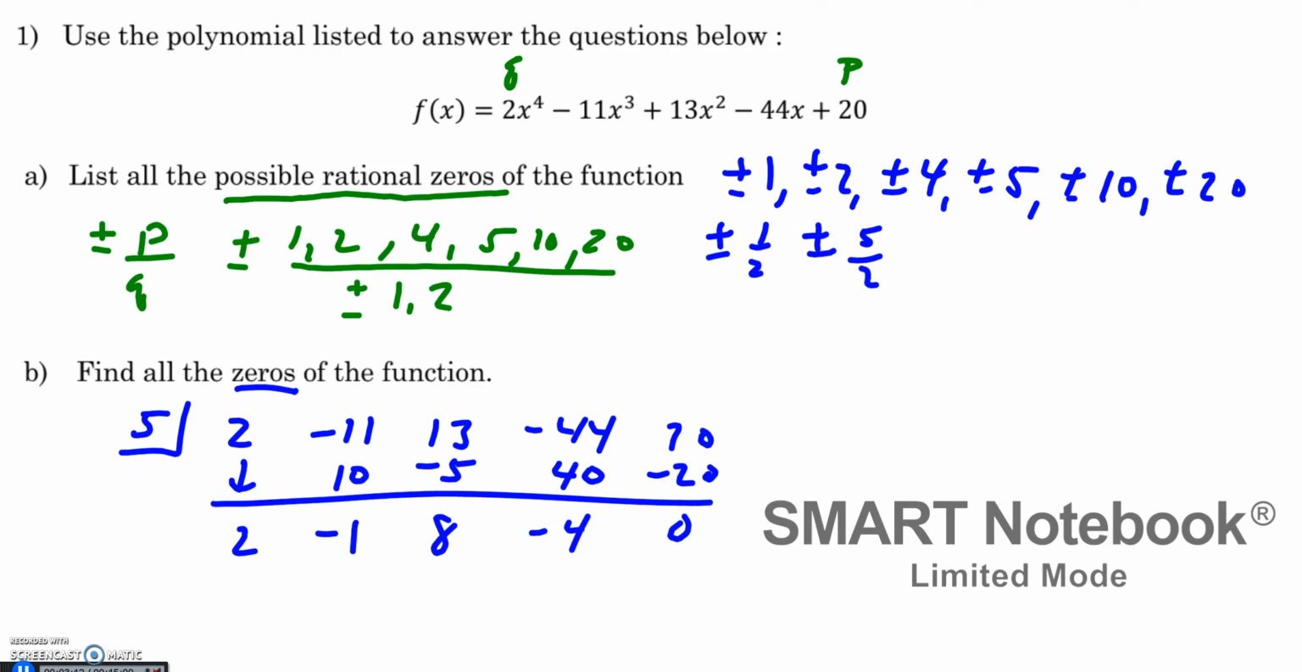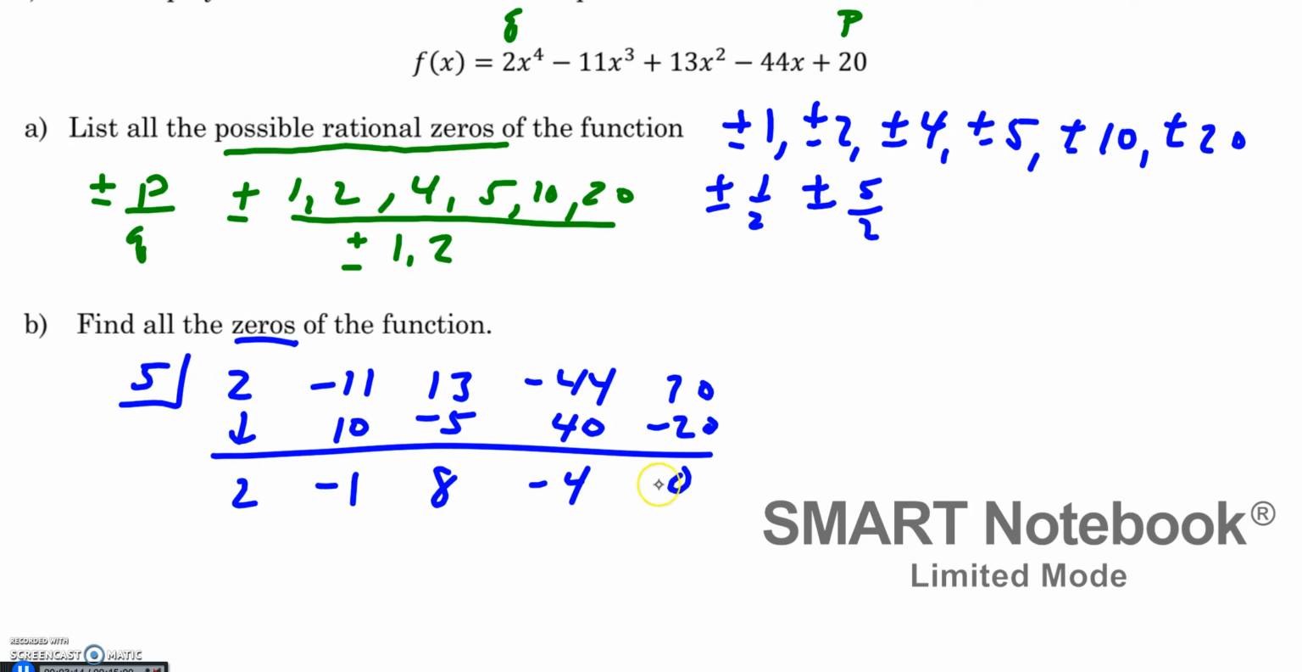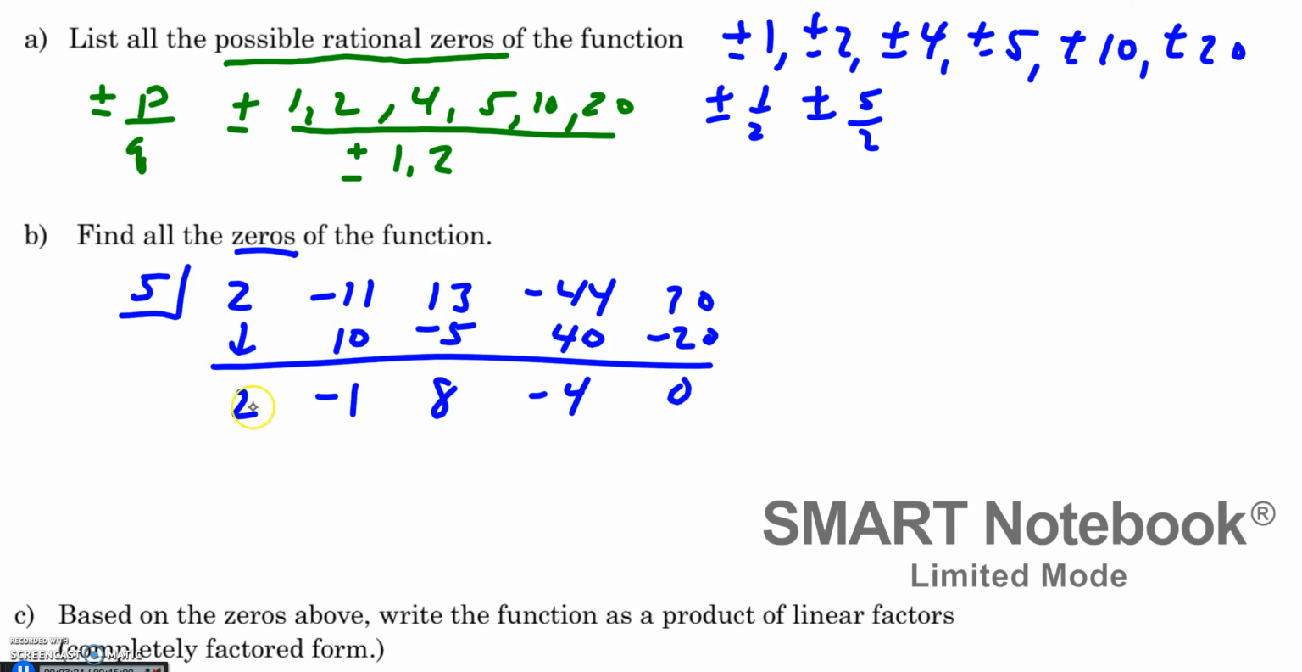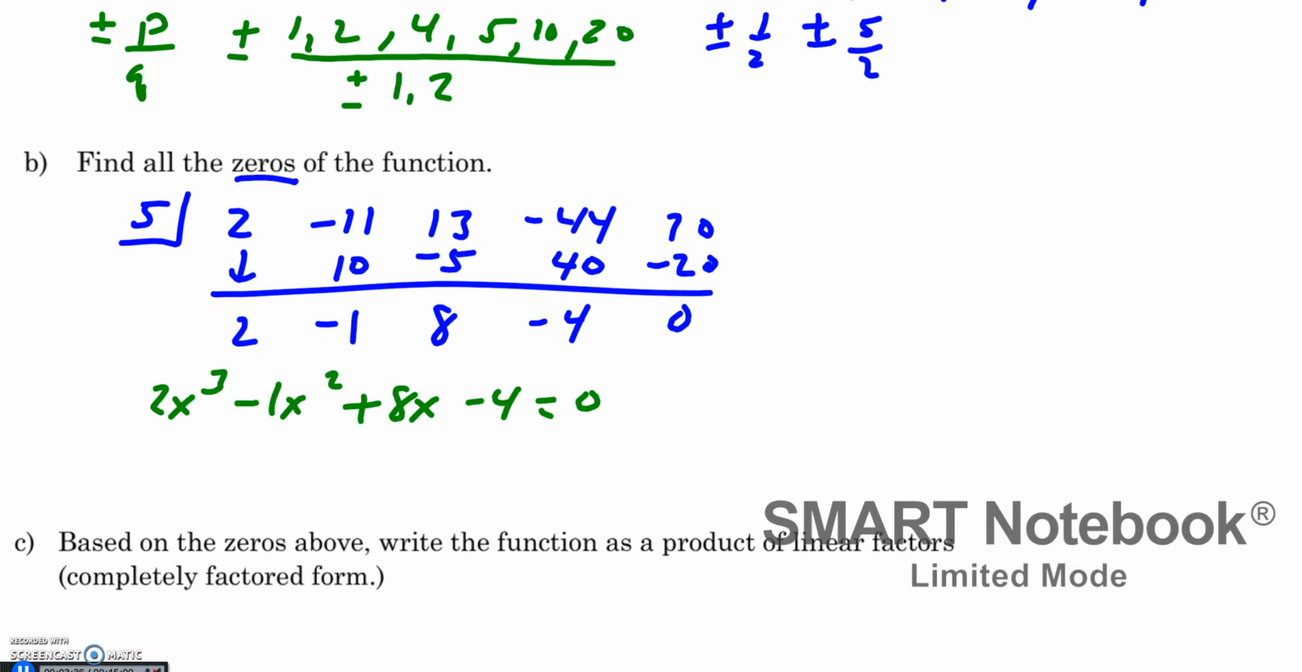When you combine to be 0, that means that my remainder is 0, which means this is definitely a zero. If I couldn't graph it, I know it's a zero because of no remainder. So from there, we can continue this problem one of 2 ways. One way is to remember that you reduce the degree. So this becomes 2x cubed minus 1x squared plus 8x minus 4 equals 0. And you can continue to factor by grouping if you'd like.